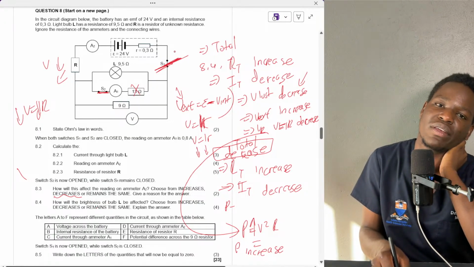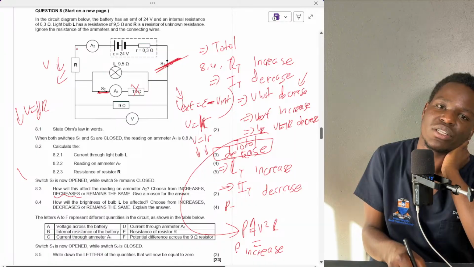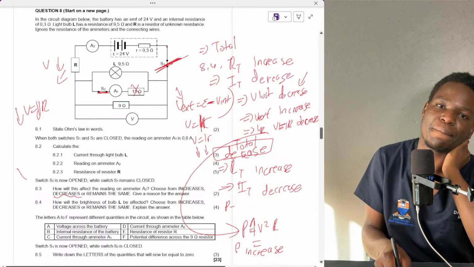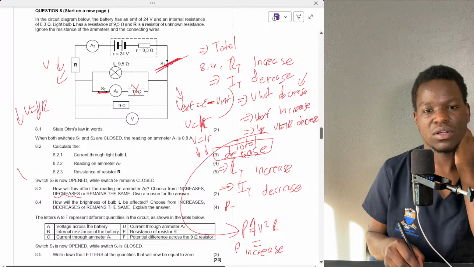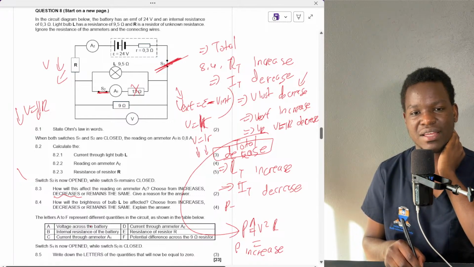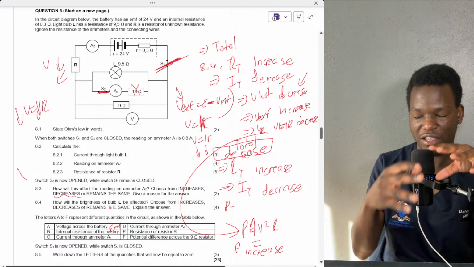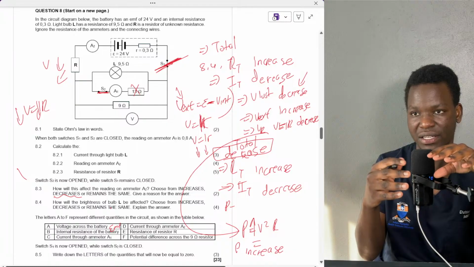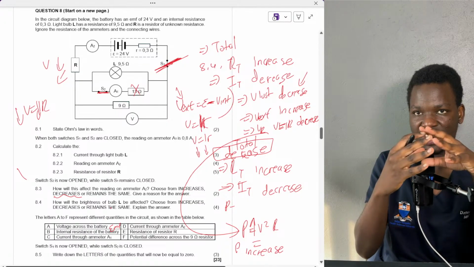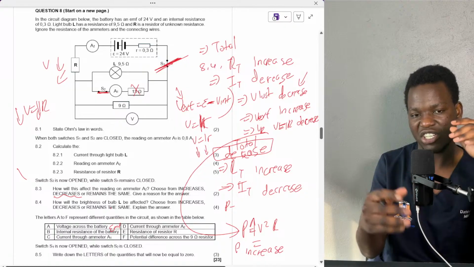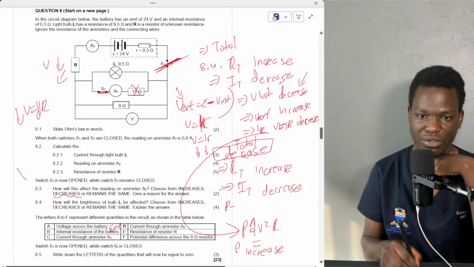Will there be voltage? Let's see. Current will not be able to flow through here. So the voltage across the battery is not 0, because it's going to measure the EMF. If the switch is closed, it measures the V external. If the switch is open, it measures the EMF. It's not 0, this one.